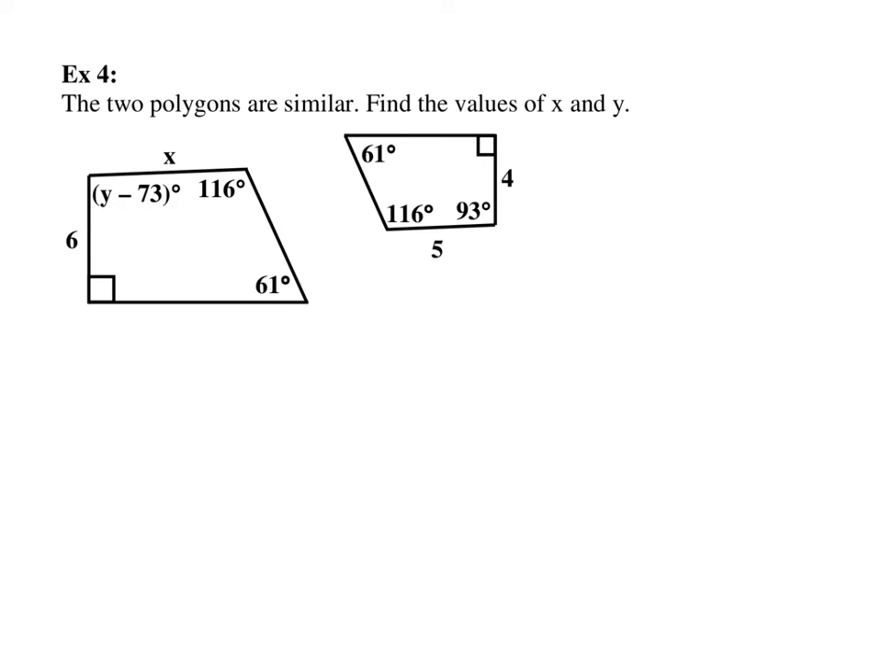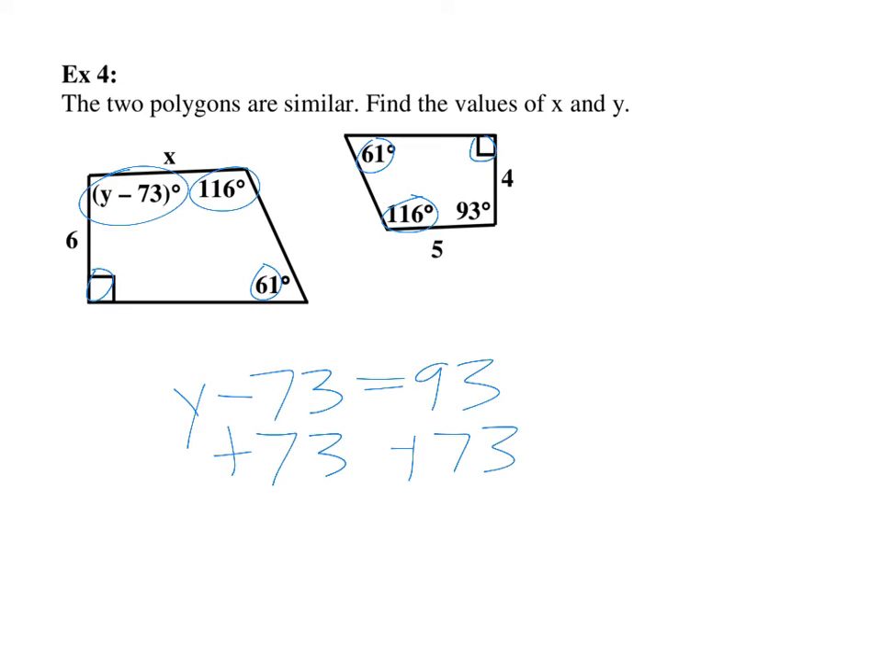Example 4, the two polygons are similar. Find the values of x and y. We know that they're similar, so we know the angles are all congruent. This one's 90. This one's 61. This one's 116. So this right here must be equal to 93 degrees. So I'm going to add 73 here, and y is then equal to 166.